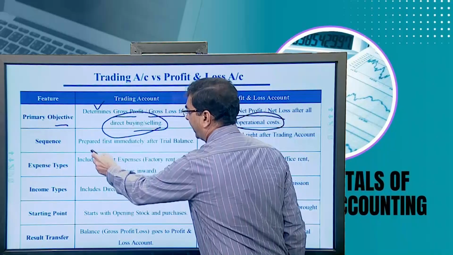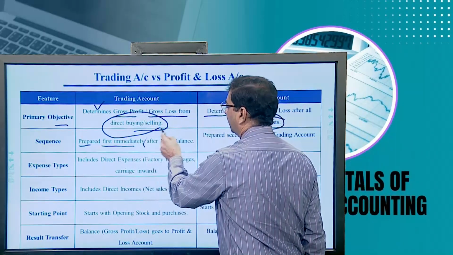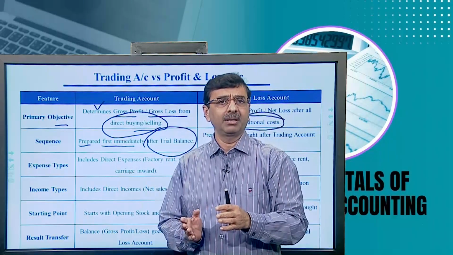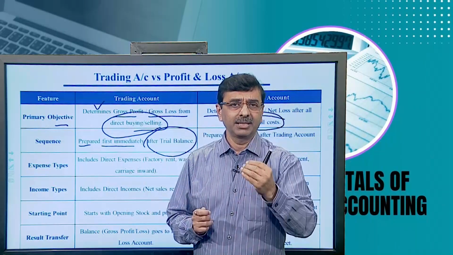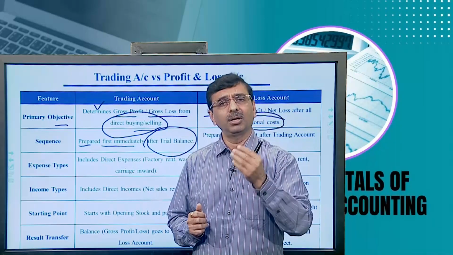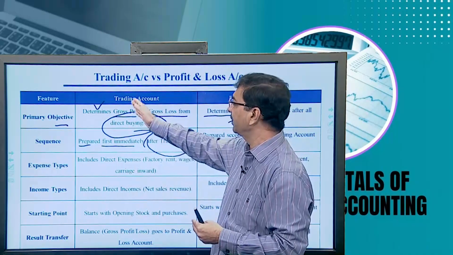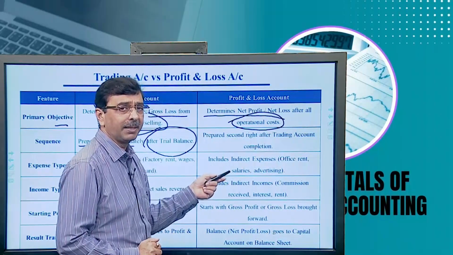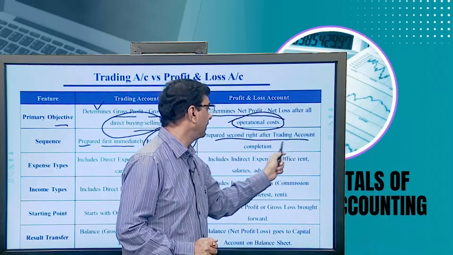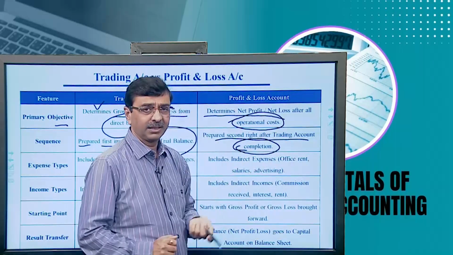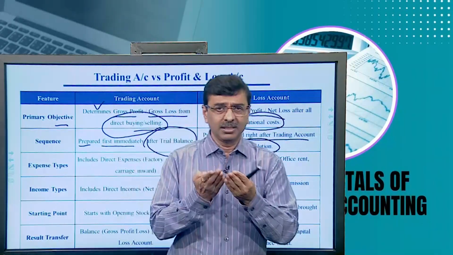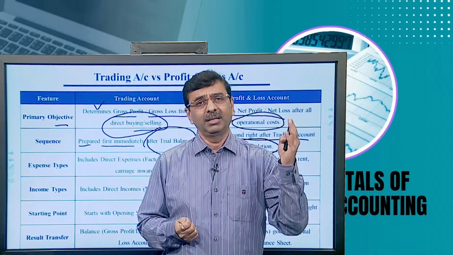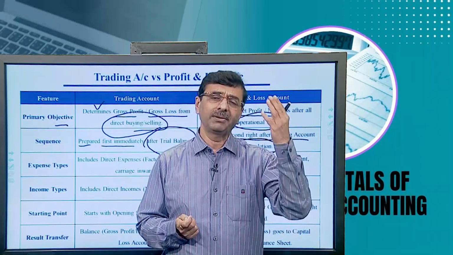Sequence: prepared first, immediately after the trial balance. Correct. Once you prepare the trial balance and it is already matched, the first item prepared is always the trading account. So that is the sequence, and the profit and loss account is prepared second, after the trading account. Sometimes you prepare them together simultaneously, but the trading account information is always reflected first.